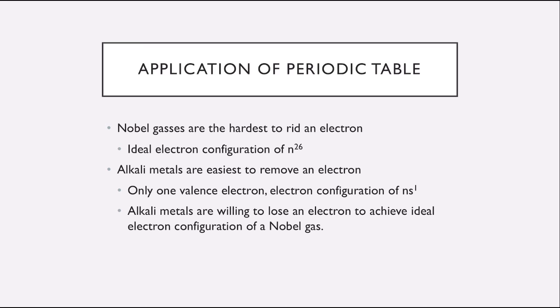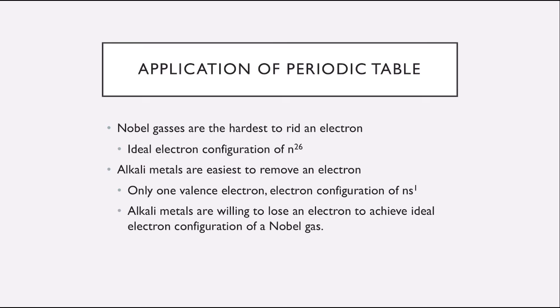Now, from the periodic table, we can see that noble gases are the hardest to rid of an electron, and alkali metals are the easiest to remove an electron. This is because noble gases, with the exception of helium, which only has 2 electrons in its valence shell, in their lowest state have the maximum number of electrons in their valence shell that is permitted. Noble gases then have an ideal electron configuration of ns2np6. This makes them very stable, and alteration is difficult.